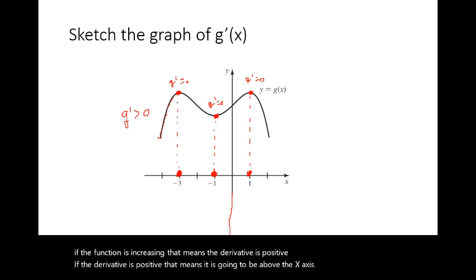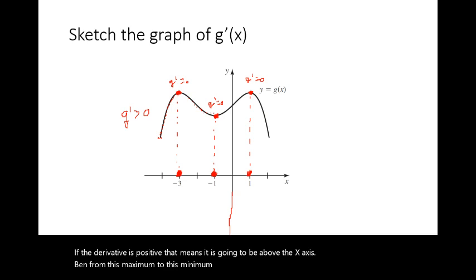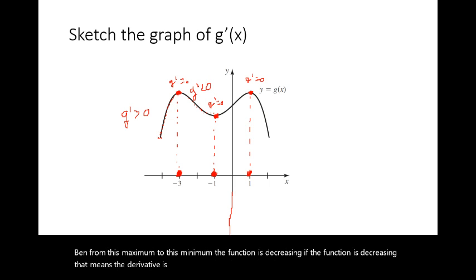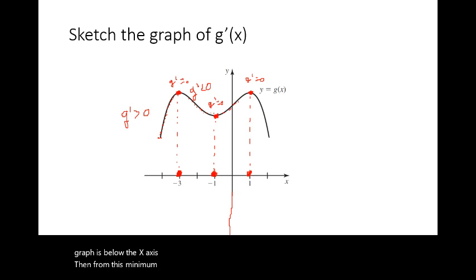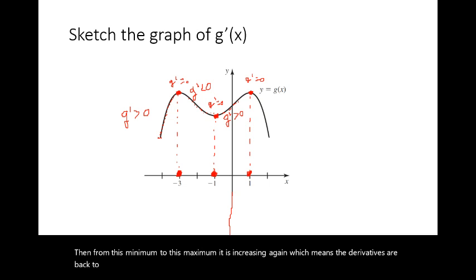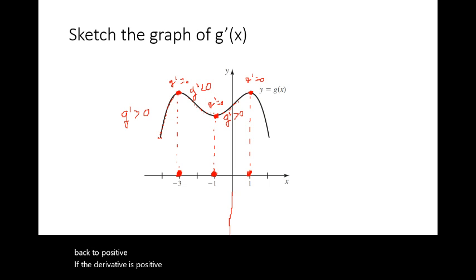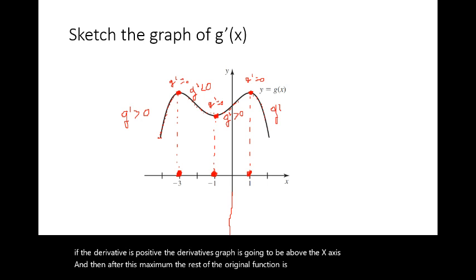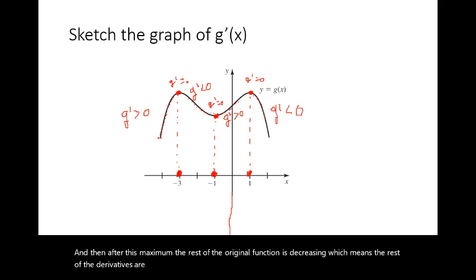If the derivative is positive, that means it is going to be above the x-axis. Then from this maximum to this minimum, the function is decreasing. If the function is decreasing, that means the derivative is negative. If the derivative is negative, that means the derivative's graph is below the x-axis. Then from this minimum to this maximum, it is increasing again, which means the derivatives are back to positive. If the derivative is positive, the derivative's graph is going to be above the x-axis. And then after this maximum, the rest of the original function is decreasing, which means the rest of the derivatives are negative, which will mean that the rest of the derivative graph will be below the x-axis.